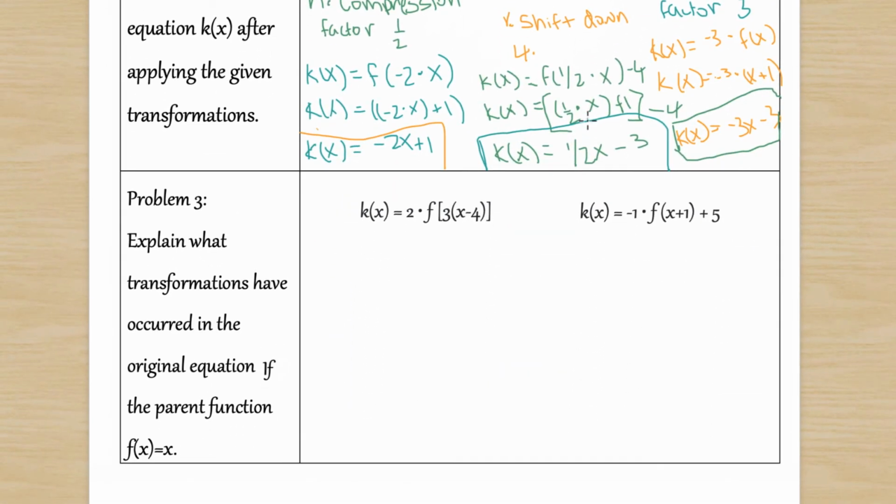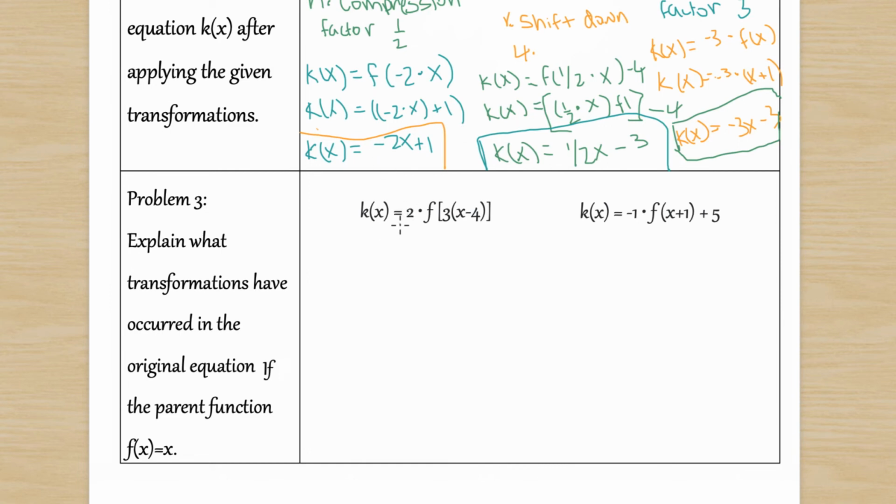So over here, problem 3 says, explain what transformations have occurred in the original equation if the parent function f of x is equal to x. So this one has a normal parent function with no extra add-ons on the end. So let's look at the first one. The first one starts off with k of x, so you know it's already been transformed. So it says k of x is equal to 2 times f of 3 times x minus 4.